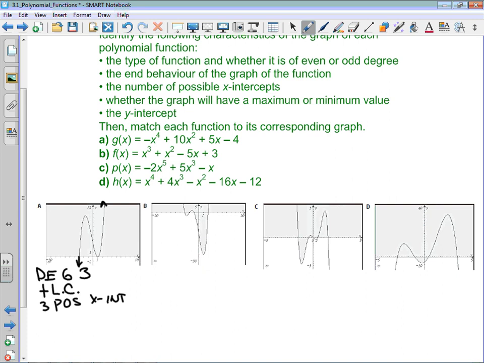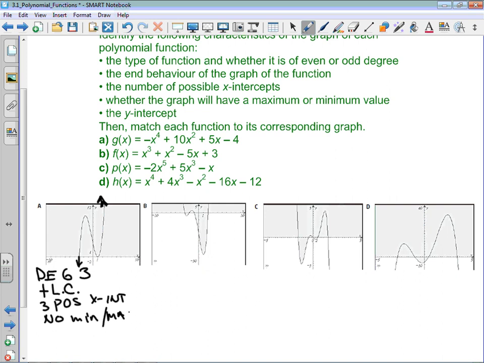Now, if you have an odd degree polynomial, it cannot have a maximum or a minimum. And the logic behind that is if you think about this odd degree function going from quadrant 3 to quadrant 1, it's never going to have a min or a max because the range is all real numbers. And that's going to be an important consideration. So I'm just going to put no min/max.